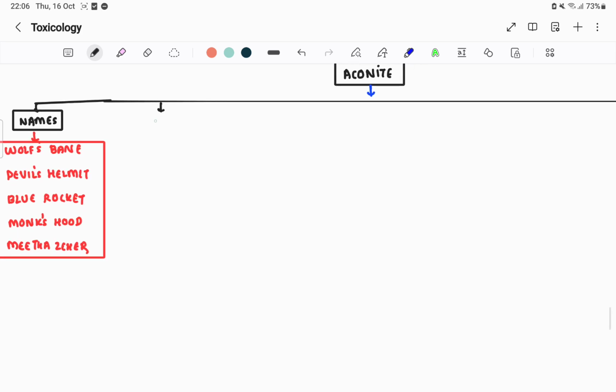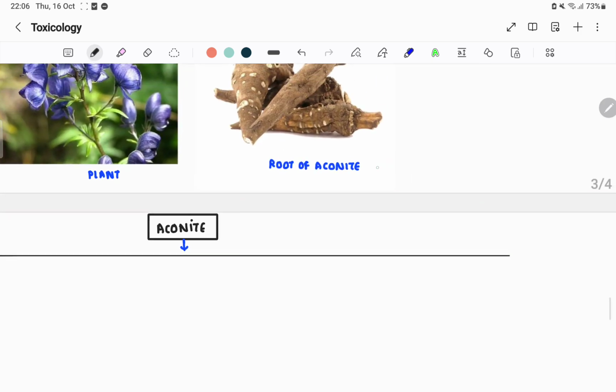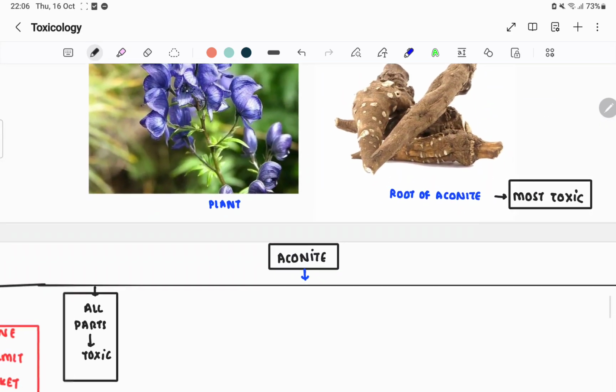All parts are toxic, but the most toxic is its root. This root of Aconite is the most toxic part. That's why it's special. I can show you a root also for spotter.